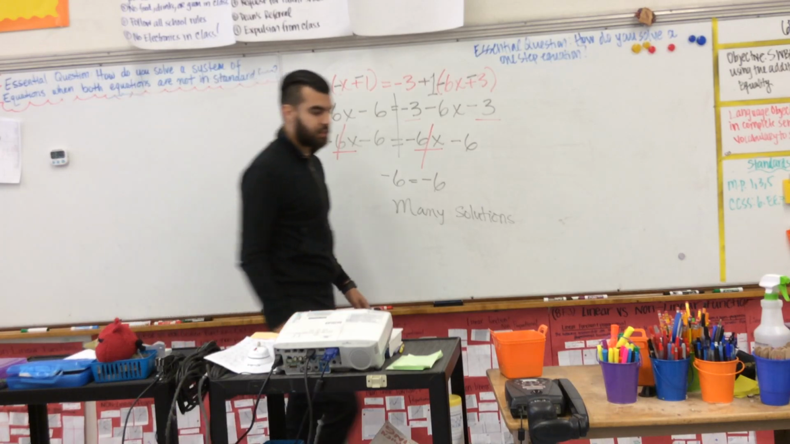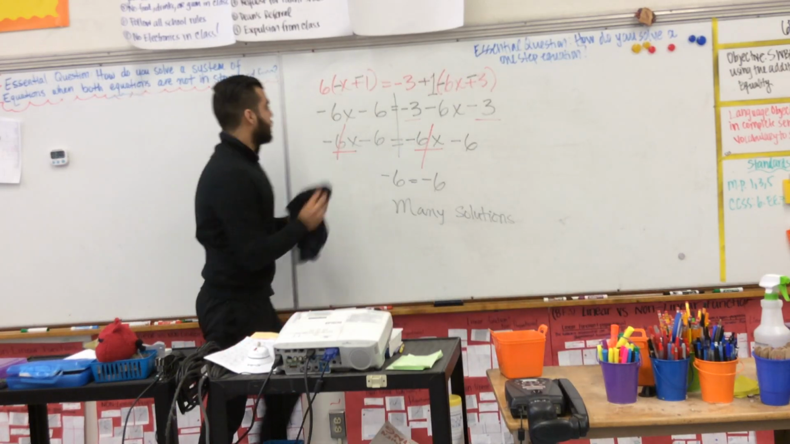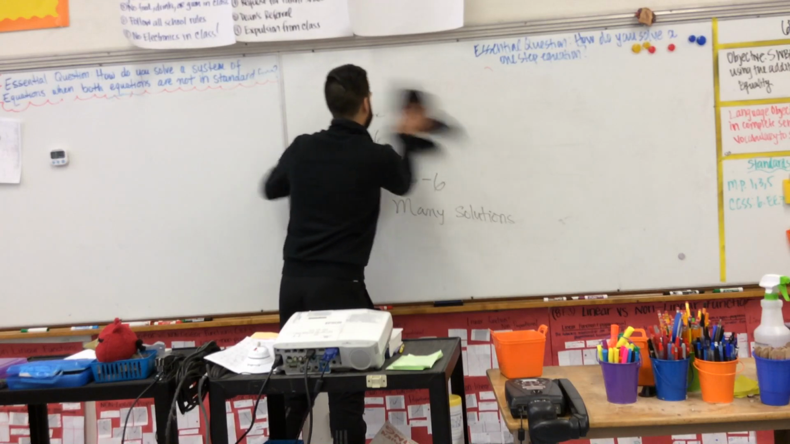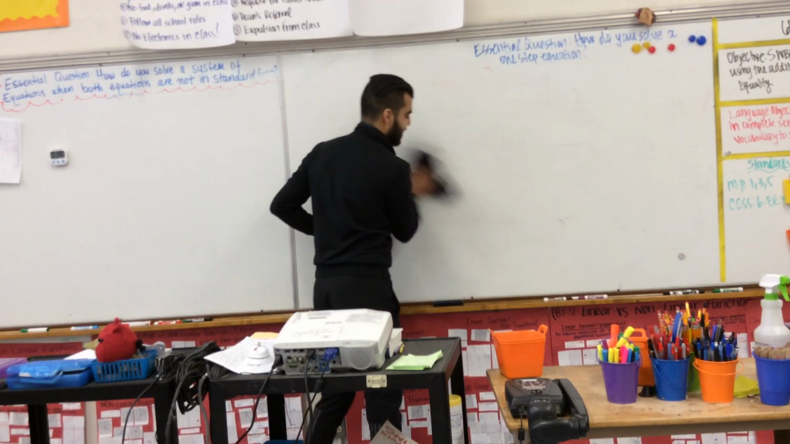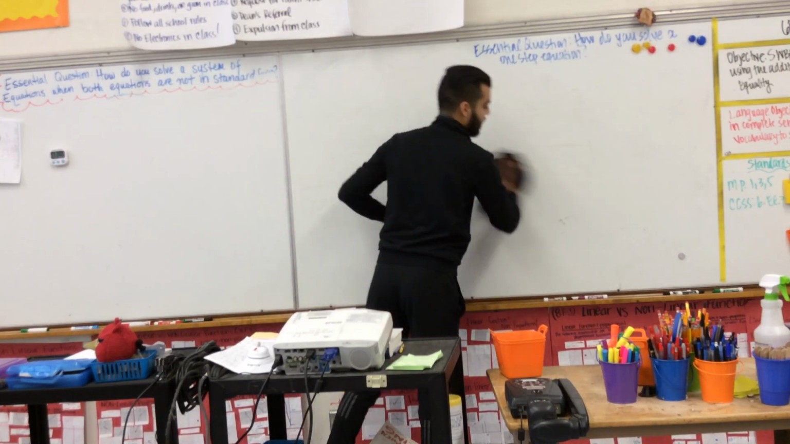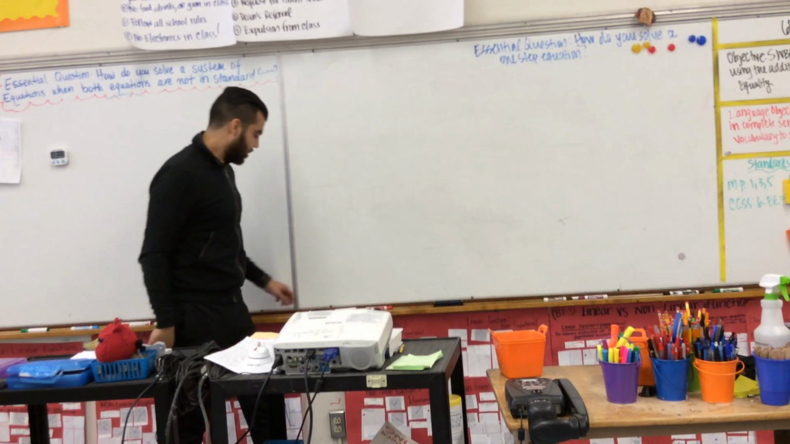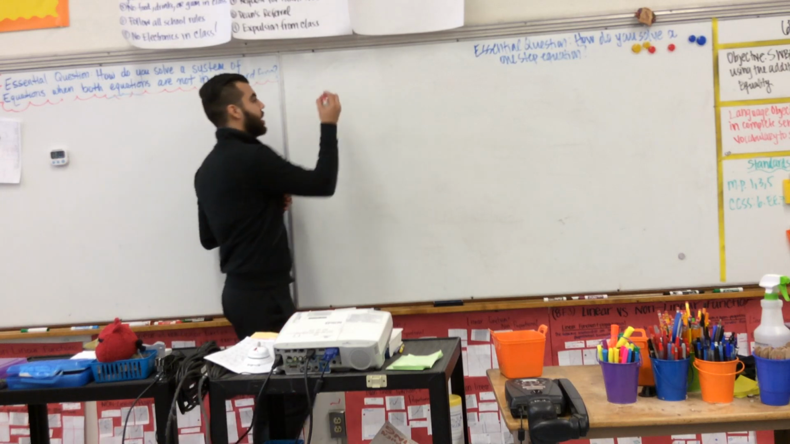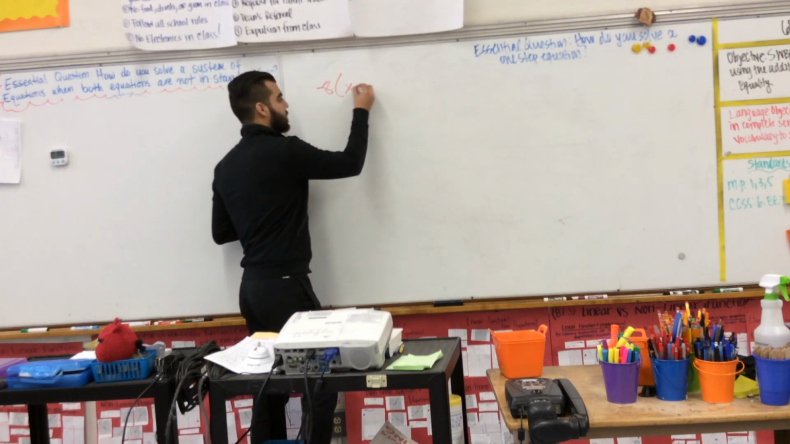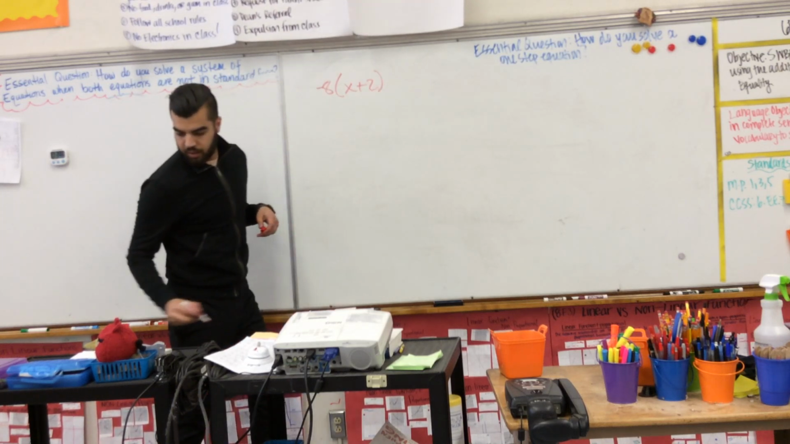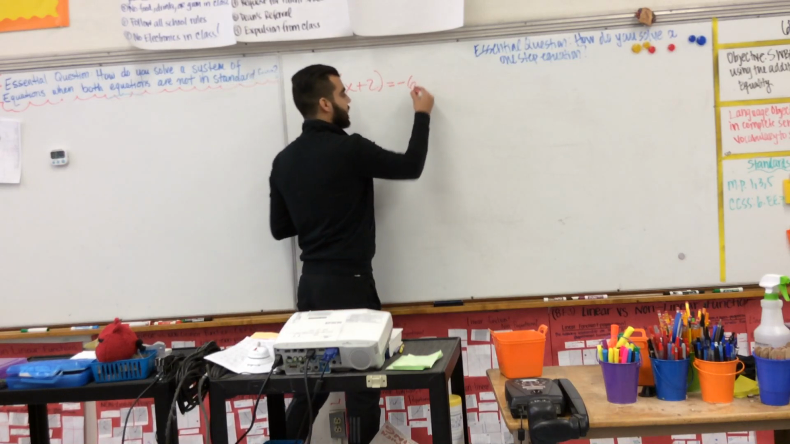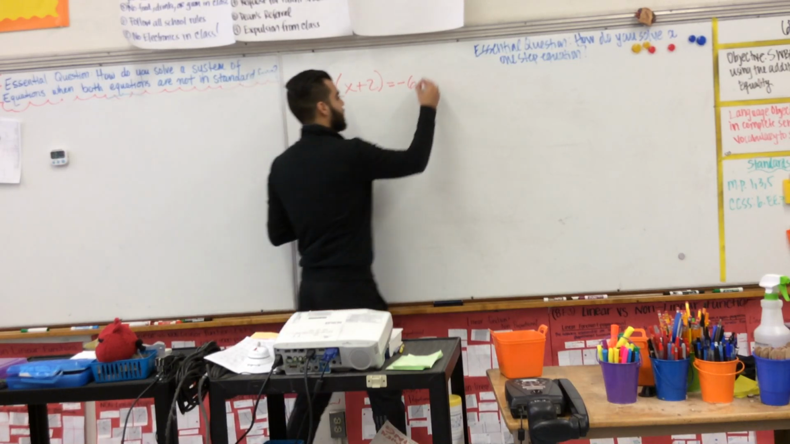Let's go over the next one. Again, make sure you're copying this or following along, or go ahead and try them on your own and then check for the answers. So let's try this one. We have negative 8x plus 2 equals negative 6, 2x minus 4.